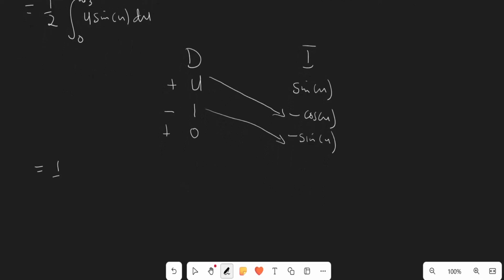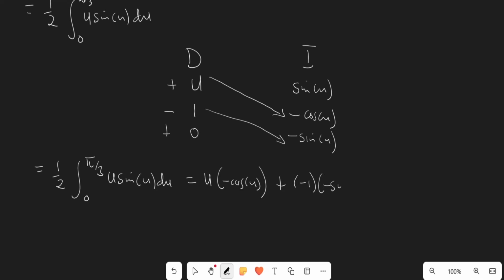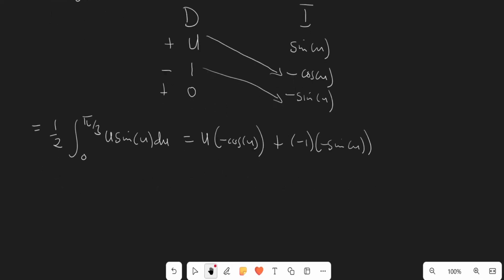So our integral, which is 1/2 the integral from 0 to pi over 3 of u sine of u du, is going to be u times negative cosine u, plus negative 1 times negative sine of u. That is just the product of the diagonal terms. The next one is 0 multiplied by any integral, which is going to be 0 anyway. So this is the value of our integral.